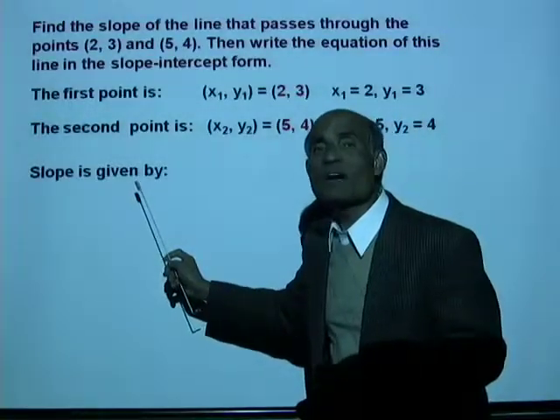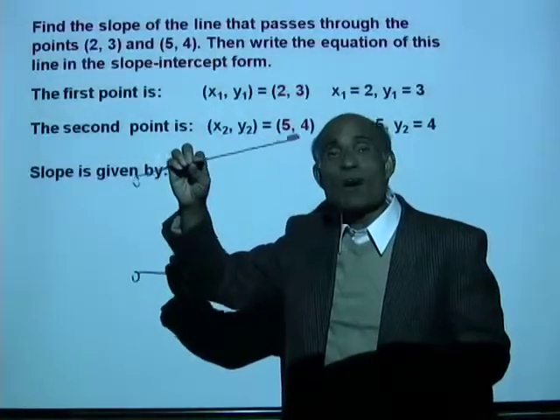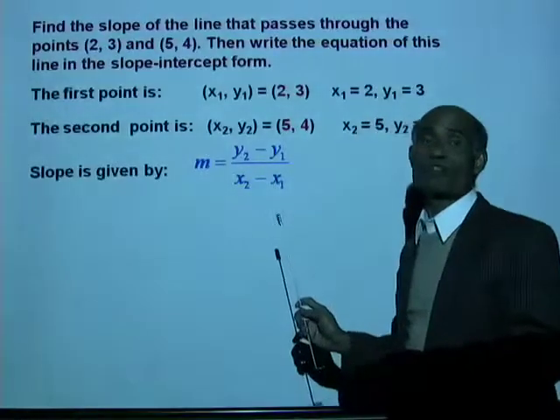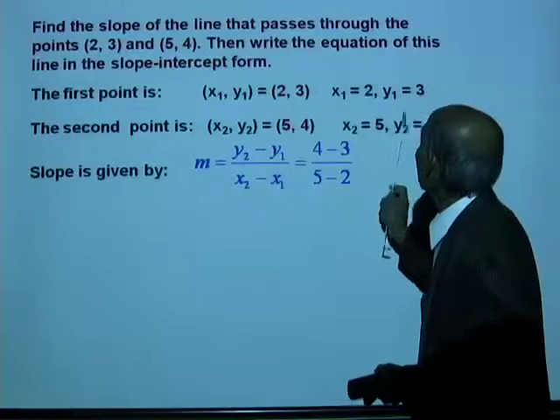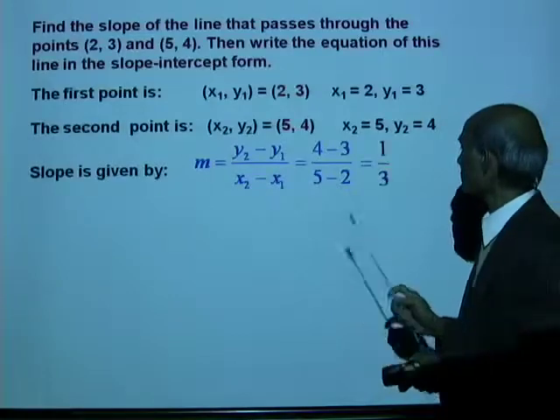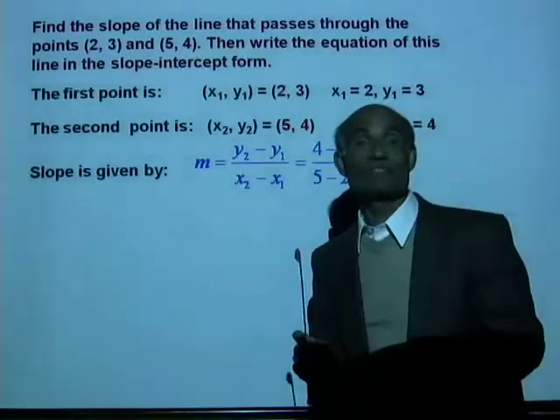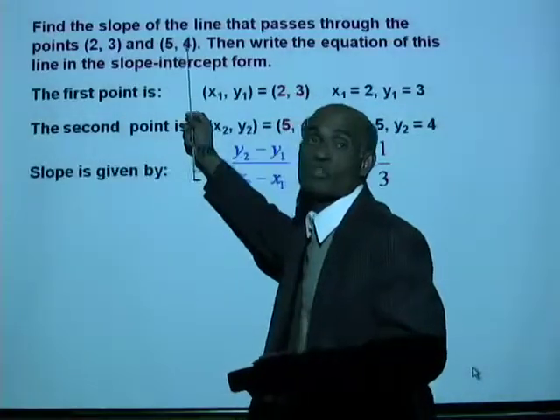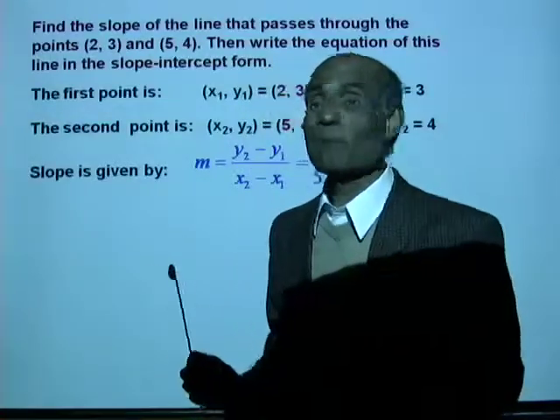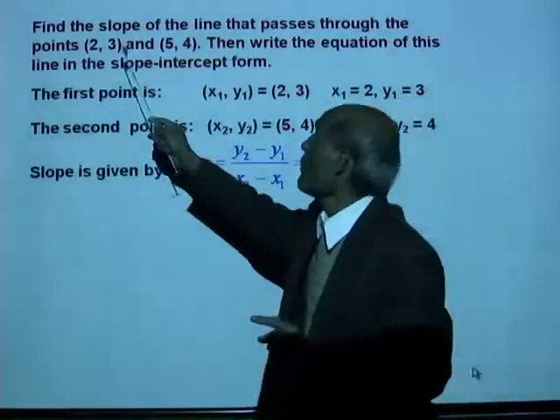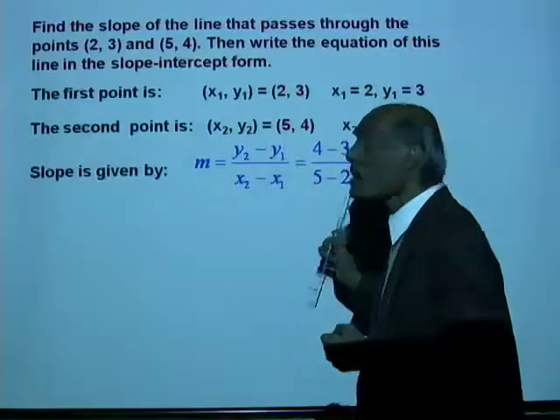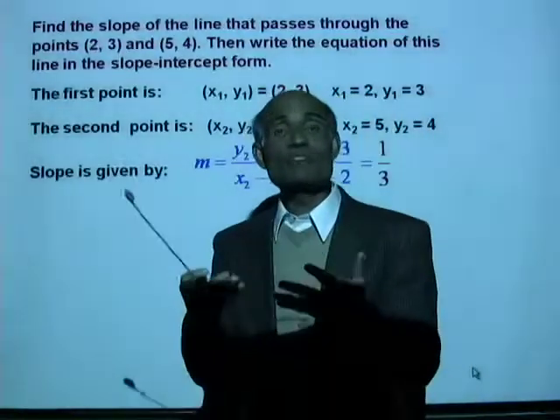And what is the equation for the slope? Change in y divided by the change in x: y2 minus y1 divided by x2 minus x1. And that is 4 minus 3 divided by 5 minus 2. That will be 1/3, the slope of the line that passes through these 2 points. Well, we found the slope. We need to do one more thing. What is that? Use the slope and one of these points to write an equation for the line. If you know the slope and one point, we can write the equation of that line.